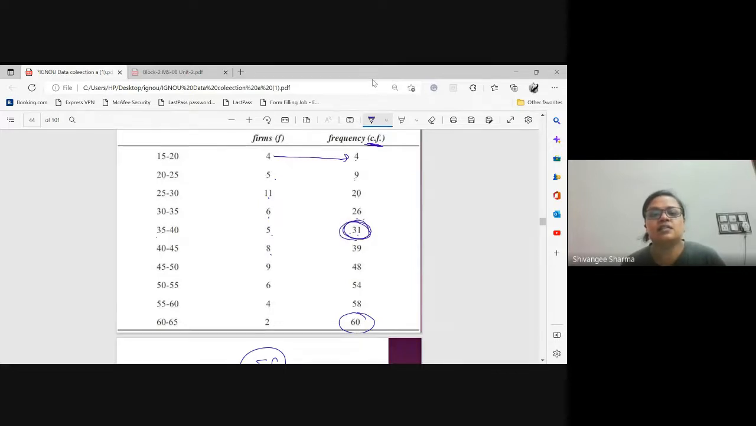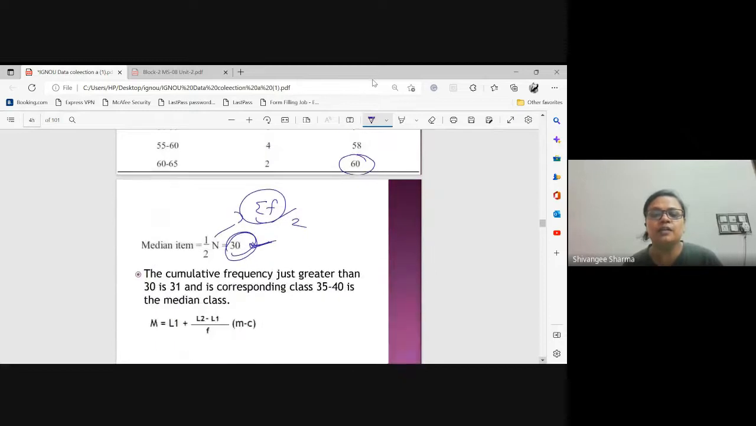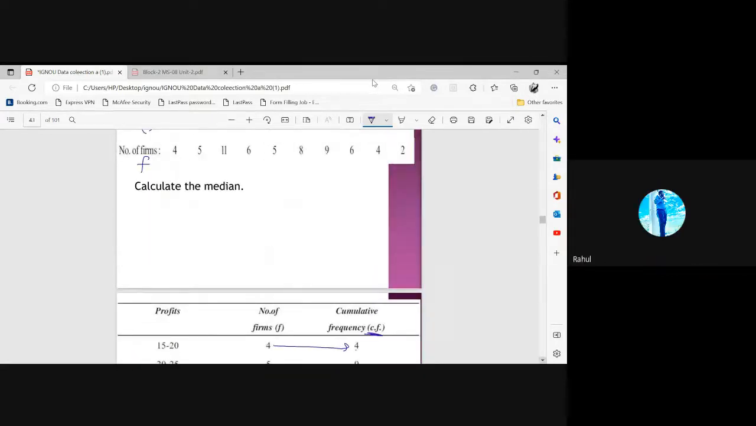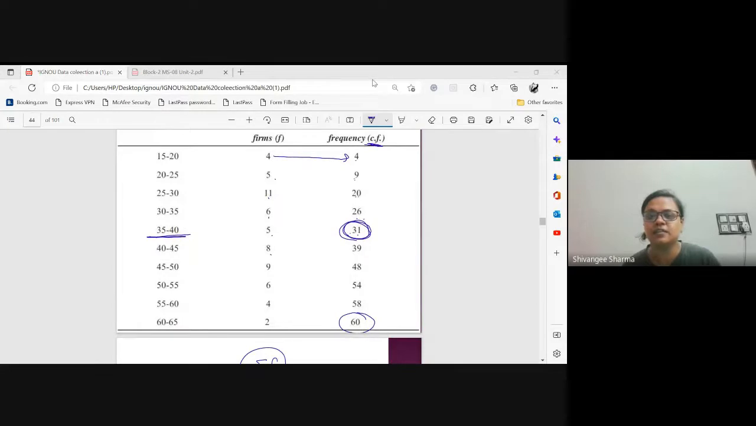And this is the corresponding class interval, which is 35 to 40. It will become your median class. Okay. Is this clear to everyone? Three steps we did. We find the cumulative frequency, then we find the size, and then we find the class frequency which is just greater than 30, which was 31. So this will become your median class.